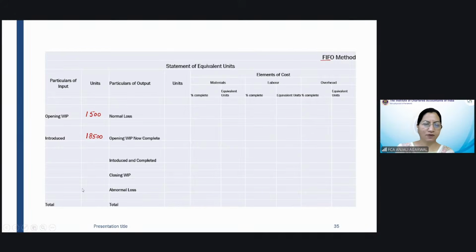Unlike the process account, now it is easy for me to write the total here, because even if there is a normal gain, it has to be deducted from this side only. So I can add the two. Total becomes 20,000. So I'm going to give you the detail of 20,000 units. Where have these 20,000 units gone?